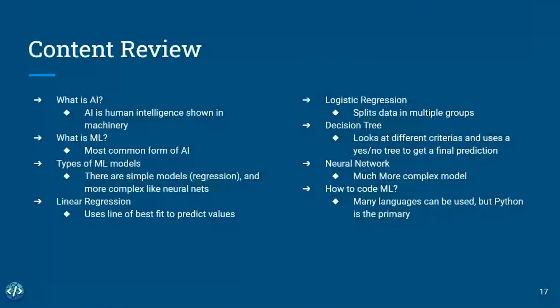However, remember, because the data is being split into groups, you can only use logistic regression for classification problems. Decision trees look at whether criteria give a yes or no value and are able to get a final prediction based on that. Neural networks are more complex, however, need more data and can make more precise predictions. And we are going to be coding ML with Python and the sklearn and Keras libraries in the future.